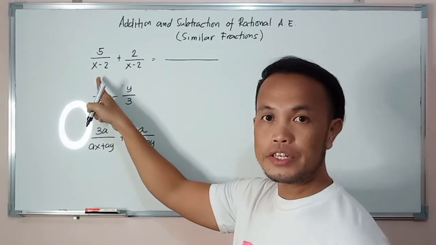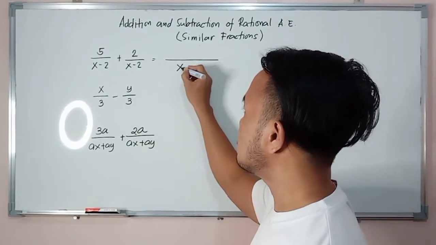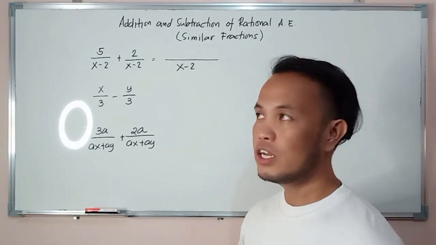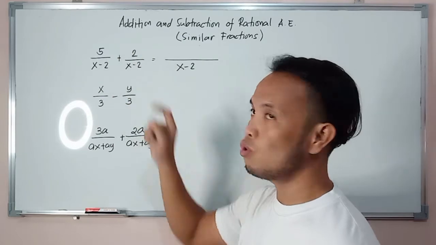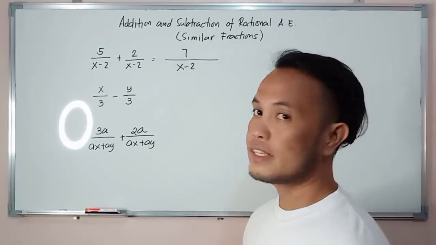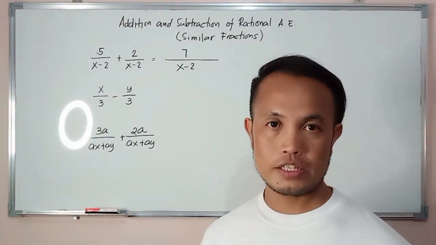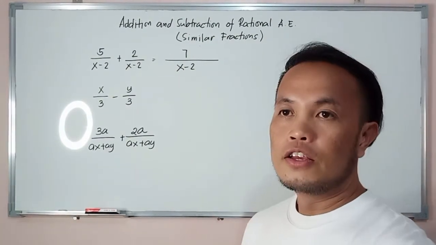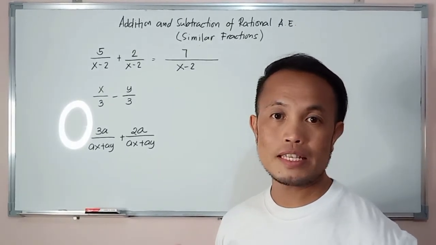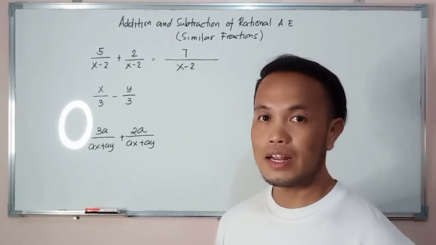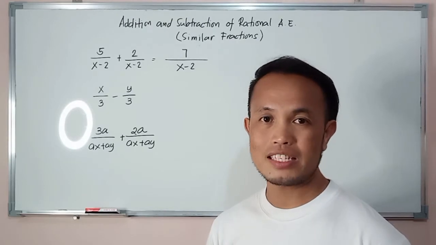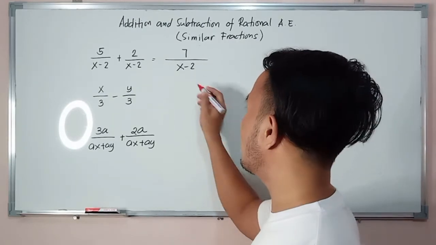The common denominator is x minus 2, so we copy x minus 2. And we perform the operation in the numerator, that is 5 plus 2, which is equal to 7. So we have here 7 over x minus 2. We check if this fraction can still be simplified. If not, then that is the final answer. Since 7 over x minus 2 is already in its simplest form, this is now our final answer.